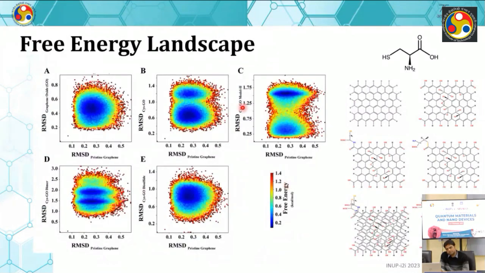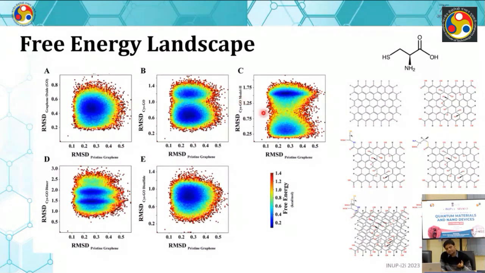We looked into the free energy landscape, where on one axis we put the RMSD of the pristine graphene as common, and on another axis we put the other systems as the variables. So you can see that with the pristine and the graphene oxide, we get only one minima. However, with the pristine graphene and cysteine in another model, we see two distinct minima, but the separation between them, the conformational landscape, is little.